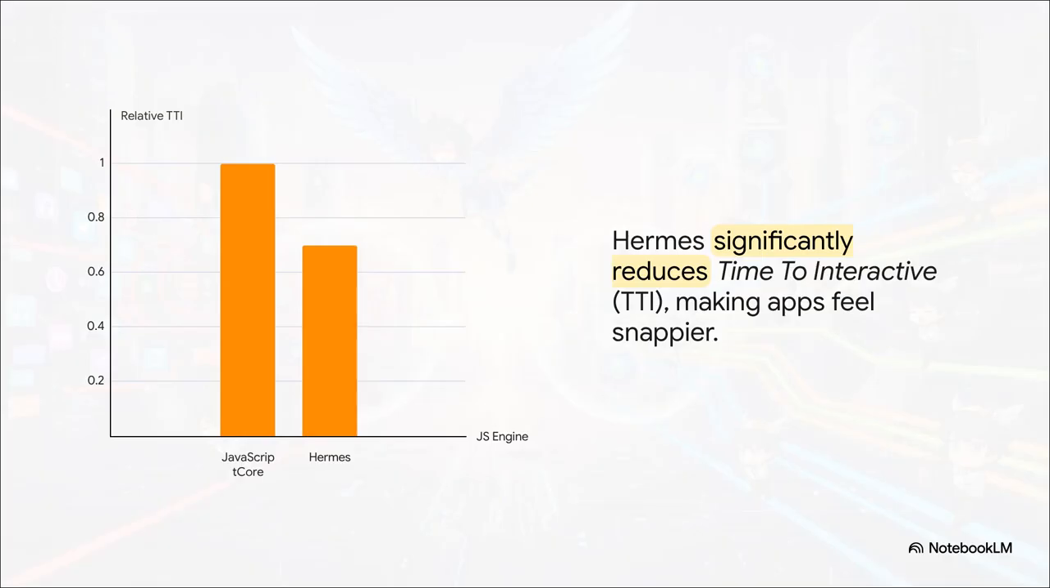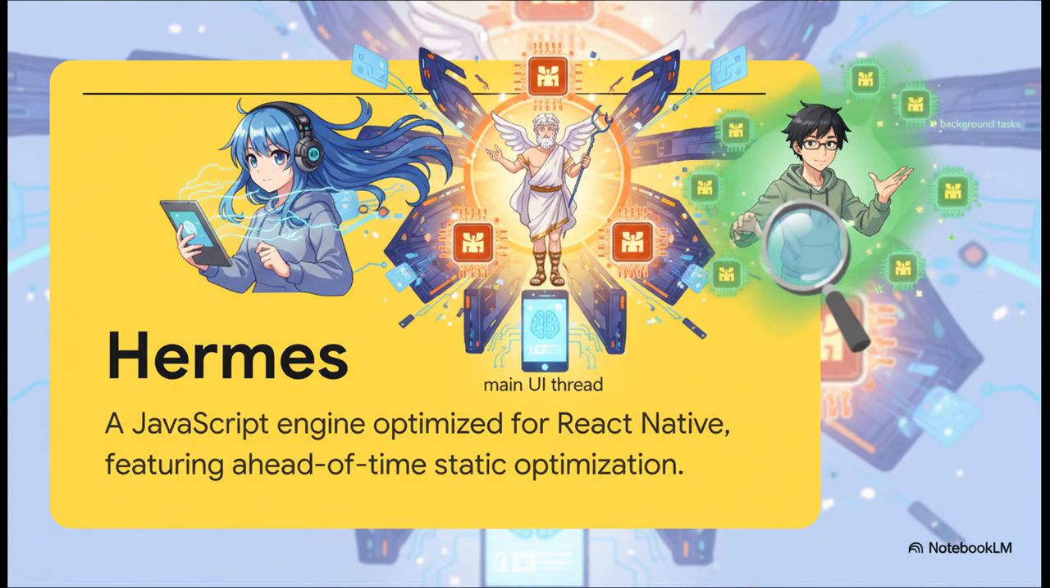Look, don't just take my word for it. Let's look at the numbers. This chart zeroes in on one of the most critical metrics for any app, time to interactive, or TTI. It's that gap between tapping the icon and actually being able to use the app. And as you can see, compared to the old engine, Hermes just blows it out of the water, cutting that wait time down significantly. That's not just some abstract number, that's the real-world difference between an app feeling snappy and an app feeling slow. So what is Hermes anyway?